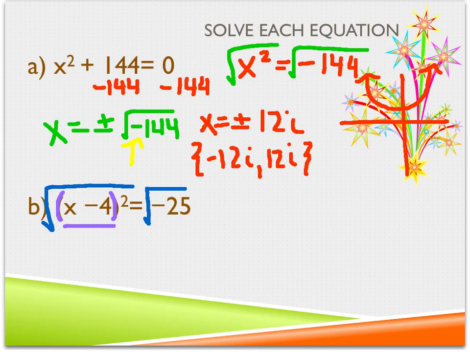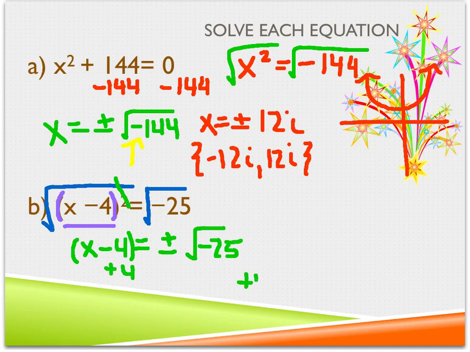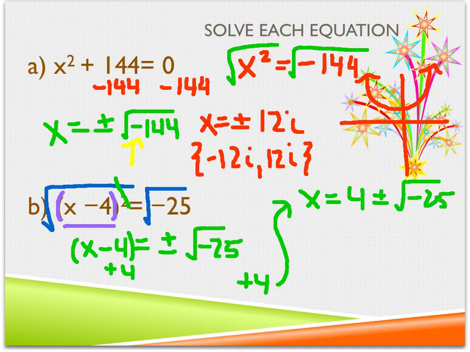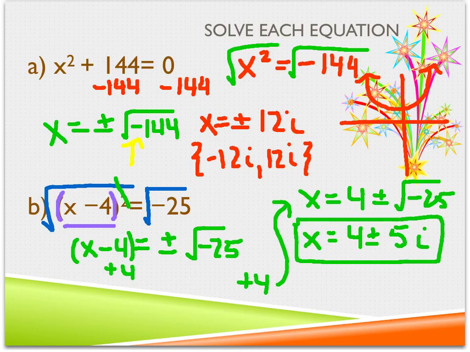Remember the square root and the square cancel each other out here. So I'm left with x minus 4 equals plus or minus the square root of negative 25. Now, isolating x, I'm going to add 4 to both sides. So coming up here, I get x equals 4 plus or minus the square root of negative 25. Well, what is the square root of negative 25? Well, the negative means I have an i. And the square root of 25 is 5, so that's 5i. So there are my 2 solutions. I get 4 plus 5i and 4 minus 5i.